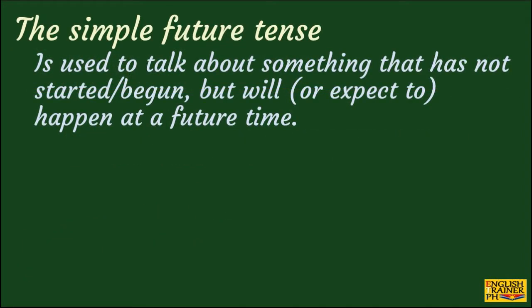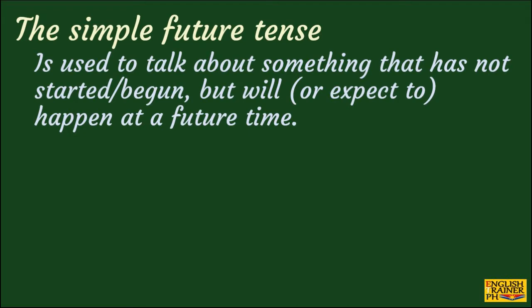The simple future tense is used to talk about something that has not started or has not begun yet, but we expect that this will happen at a future time. The two most common ways of forming the simple future tense are by using will as your auxiliary verb and be going to. So let's take a look at our examples.